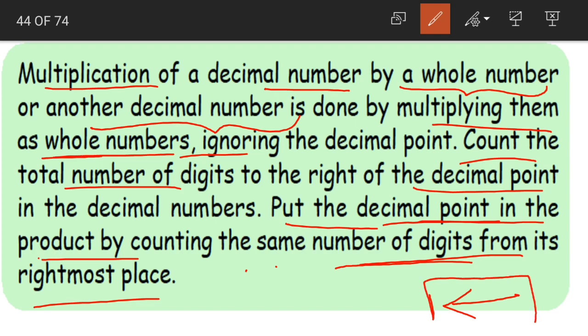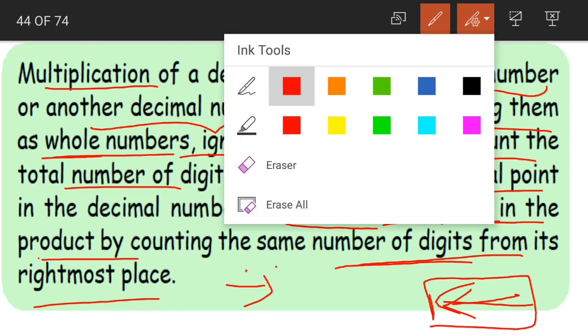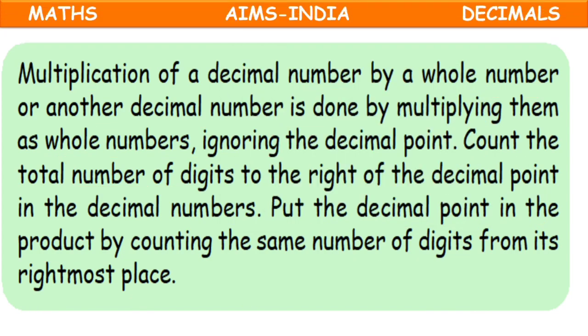Always while placing the decimal point, count the number of digits from the right side, children. Never do it from the left side, or else all your hard work would be wasted and you will get the wrong answer.